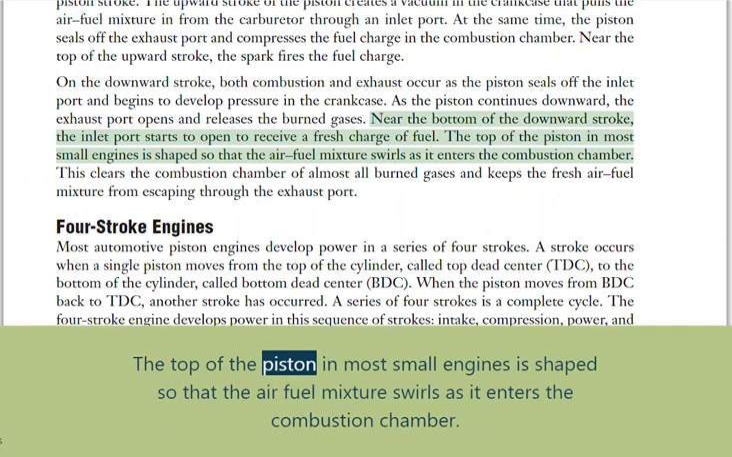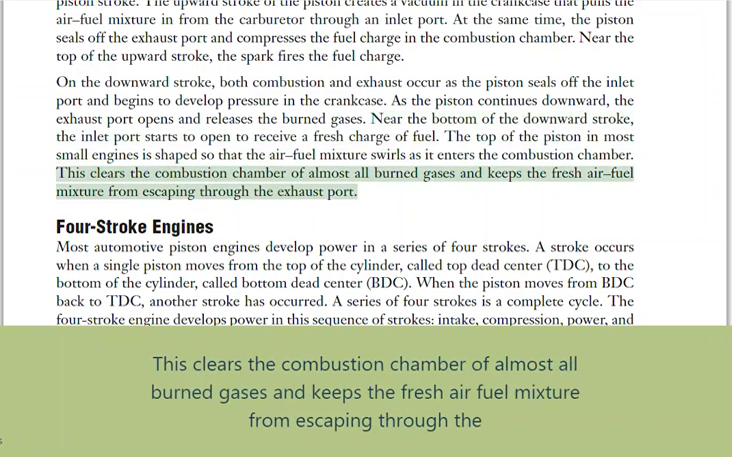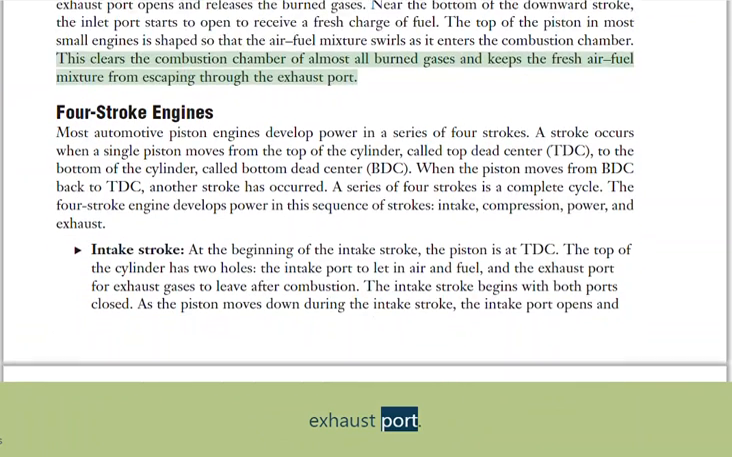The top of the piston in most small engines is shaped so that the air-fuel mixture swirls as it enters the combustion chamber. This clears the combustion chamber of almost all burned gases, and keeps the fresh air-fuel mixture from escaping through the exhaust port.